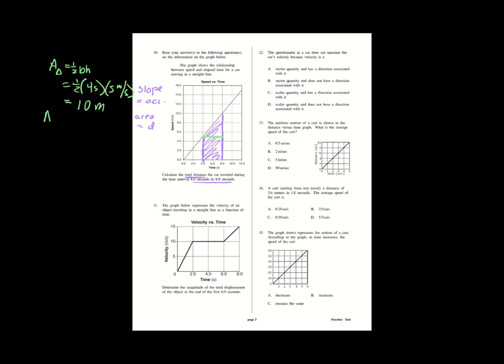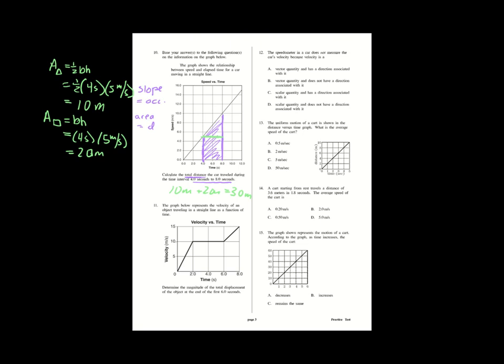Now we got to do the rectangle. We could just do base times height. Again, our base is just 4 seconds, and the height of this goes from 0 to 5, also 5 meters per second. And that's just 20 meters. Now, it wants a total within that interval, so 10 plus 20 will get us 30 meters total for number 10.